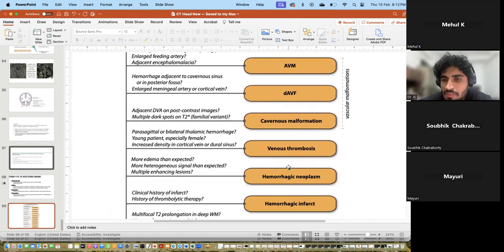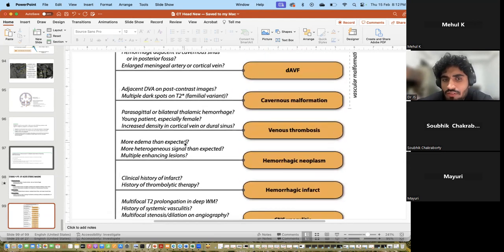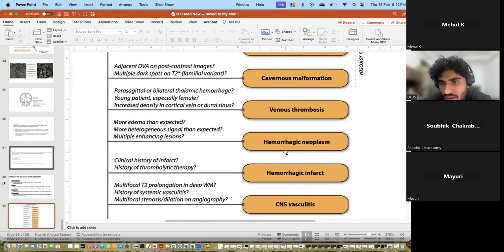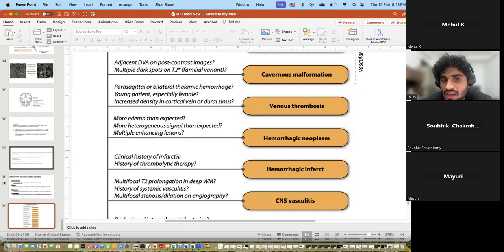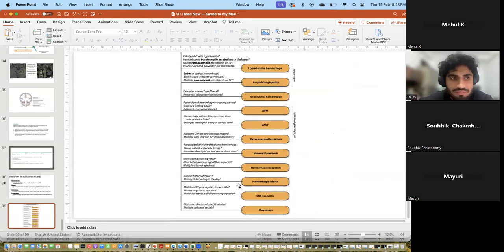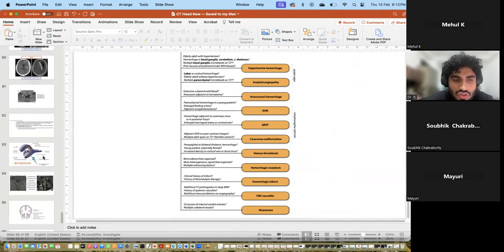Similarly, there can be a space-occupying lesion. When there is more edema than expected, more heterogeneous signal than expected, and multiple enhancing lesions, then a hemorrhagic neoplasm can be appreciated. Then a clinical history of infarct with thrombolysis, where serial imaging showed worsening, is suggestive of hemorrhagic infarct. And similarly, other than that, we have vasculitis as well, and moyamoya disease. So these are the things you need to remember.